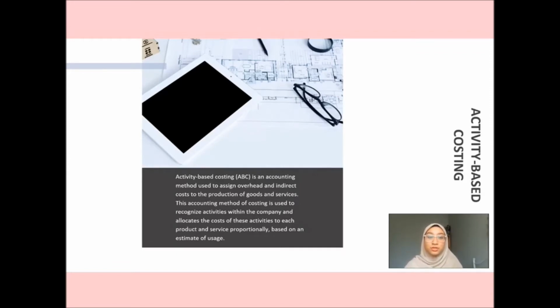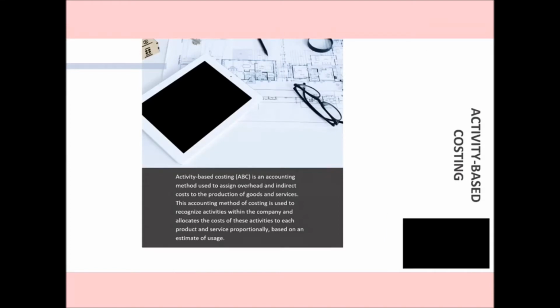Activity-based costing, which is also known as ABC, is an accounting method used to assign overhead and indirect costs to the production of goods and services. With activity-based costing, the business identifies activities within the company and allocates the cost of these activities to each product and service proportionately, based on the estimate of usage. This allows the company to better understand and track the cost of the activities required for production.